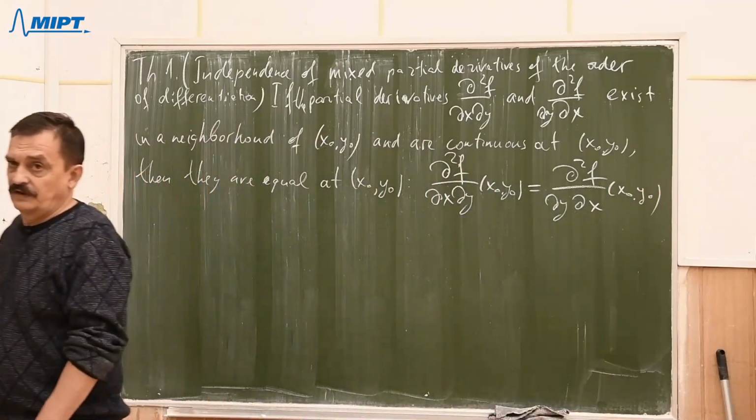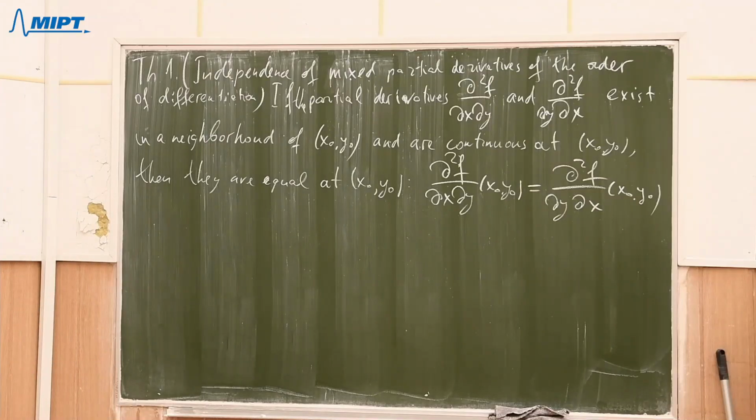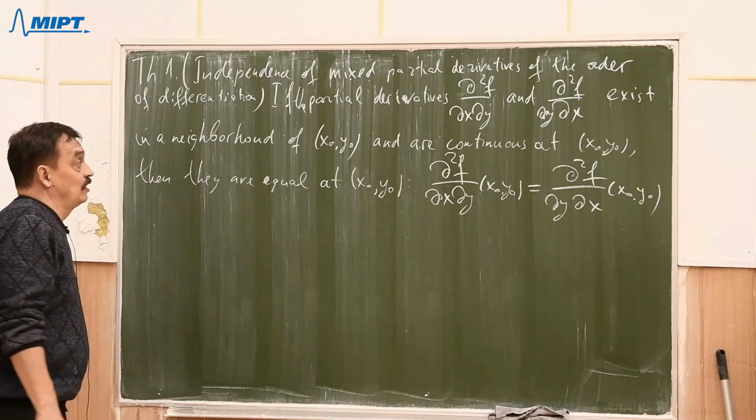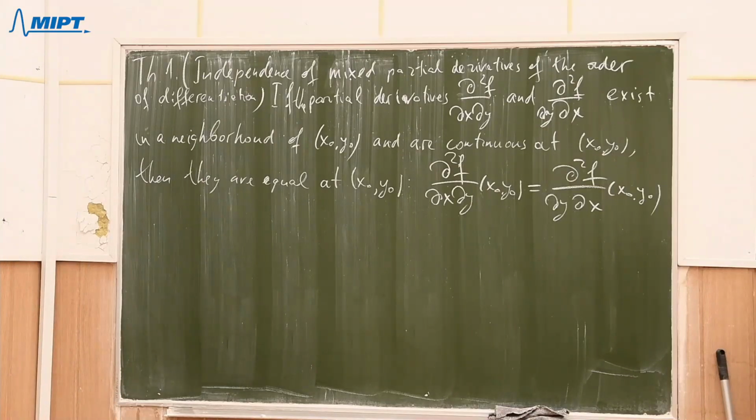So it's like a sufficient condition for differentiability. Remember that if partial derivatives of the first order are continuous at a point, then the function is differentiable. Here we have a generalization for the second order. So, proof.